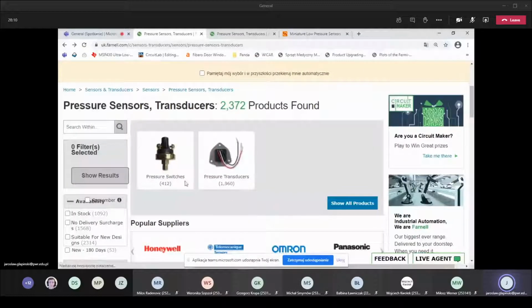Okay, so generally we can divide the pressure sensors into 2 types. One is pressure switches, which means that we have a set pressure, and above this we switch or unswitch something, and we've got pressure transducers, when we want to measure the difference or different properties of the pressures. Okay, so let's see the pressure switches.